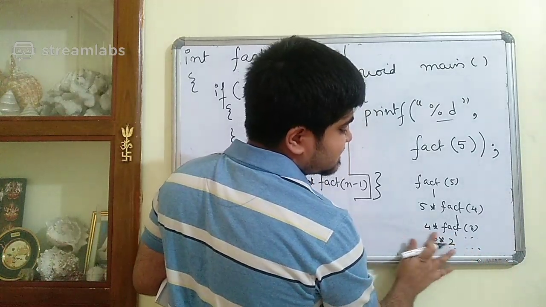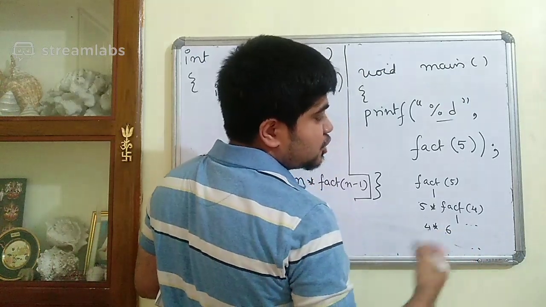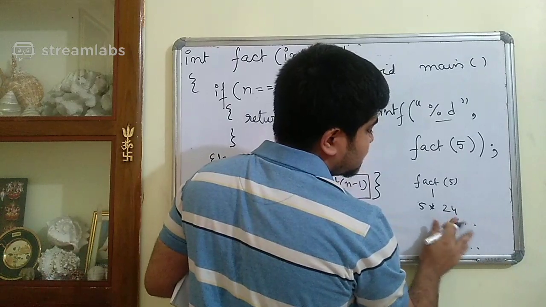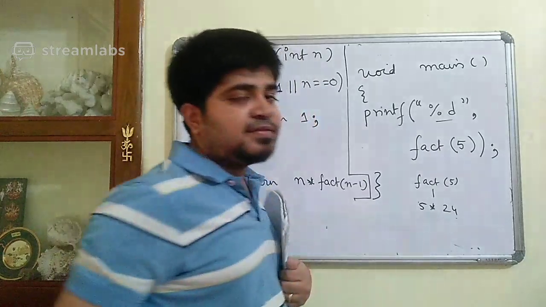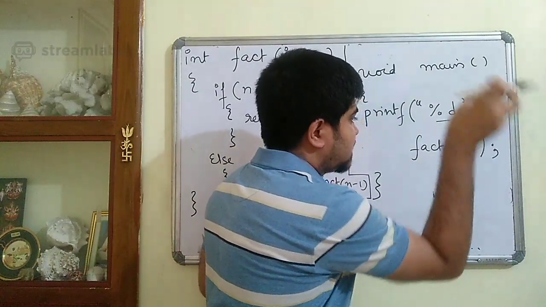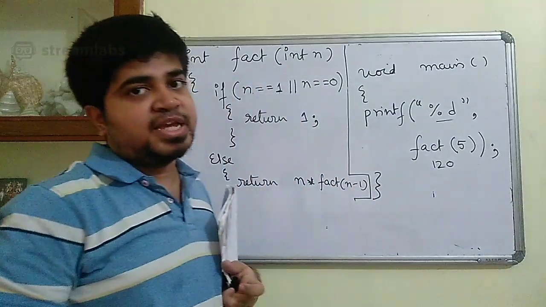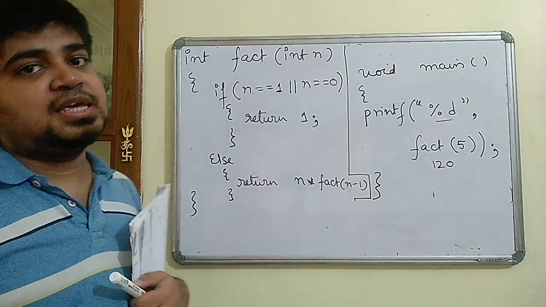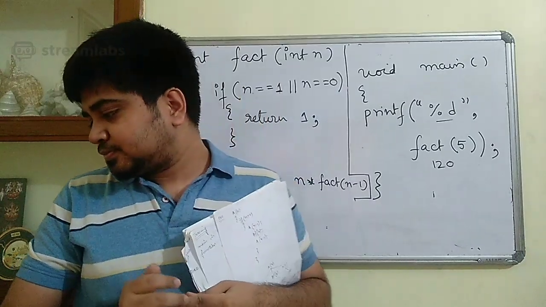3 into 2 is 6, returns back and comes over here. 6 into 4 is 24, which is returned back and comes over here, right? Are you getting? And 24 into 5 is 120, which is returned back and comes over here. So it comes over here, 120, and we are printing mod d, which is an integer. Hence, we have just formulated the recursive equation for a factorial, right?